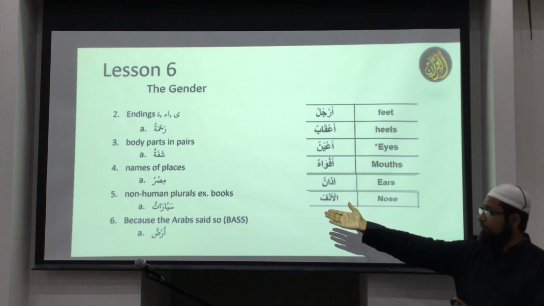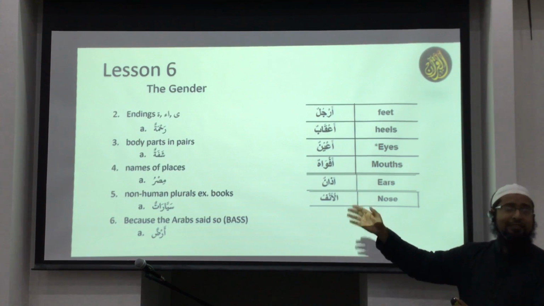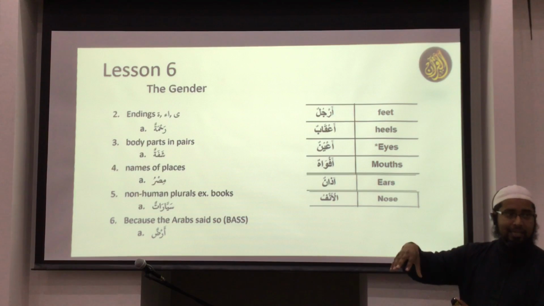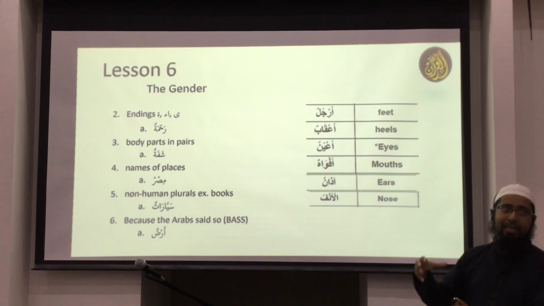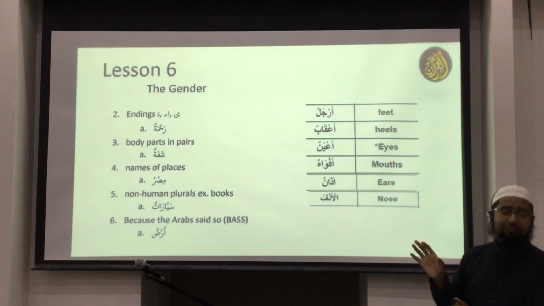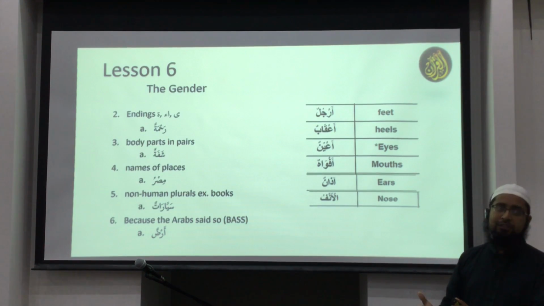Also non-human plural, like we did before. This is one of the examples, books, or also we have sayyaratun, all the cars. All these things are feminine, they're non-human. As I said, if there are non-human objects and they're plural, they are considered feminine also. Also, there are a few words that are feminine because the Arabs said so. Because they said these are feminine words in their literature, so we consider them feminine. There's no rule for that.